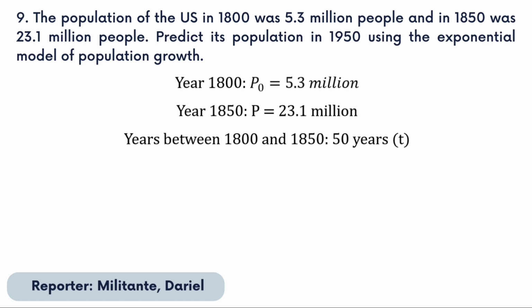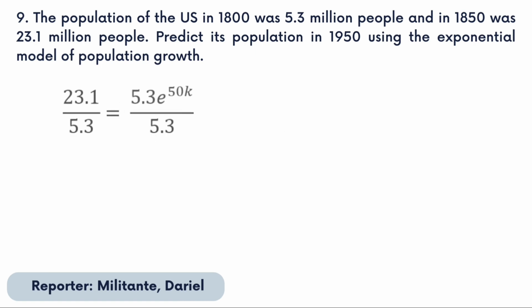We set the initial population is 5.3 million in 1800, 23.1 million as population at a given time denoted as P, which is in 1850, and time denoted as t is 50, because the difference between 1850 and 1800 is 50. Next, we use the exponential growth formula, which is P is equal to P of 0 times e raised to kt. Let's plug in these values. 23.1 is equal to 5.3 times e raised to k times 50.